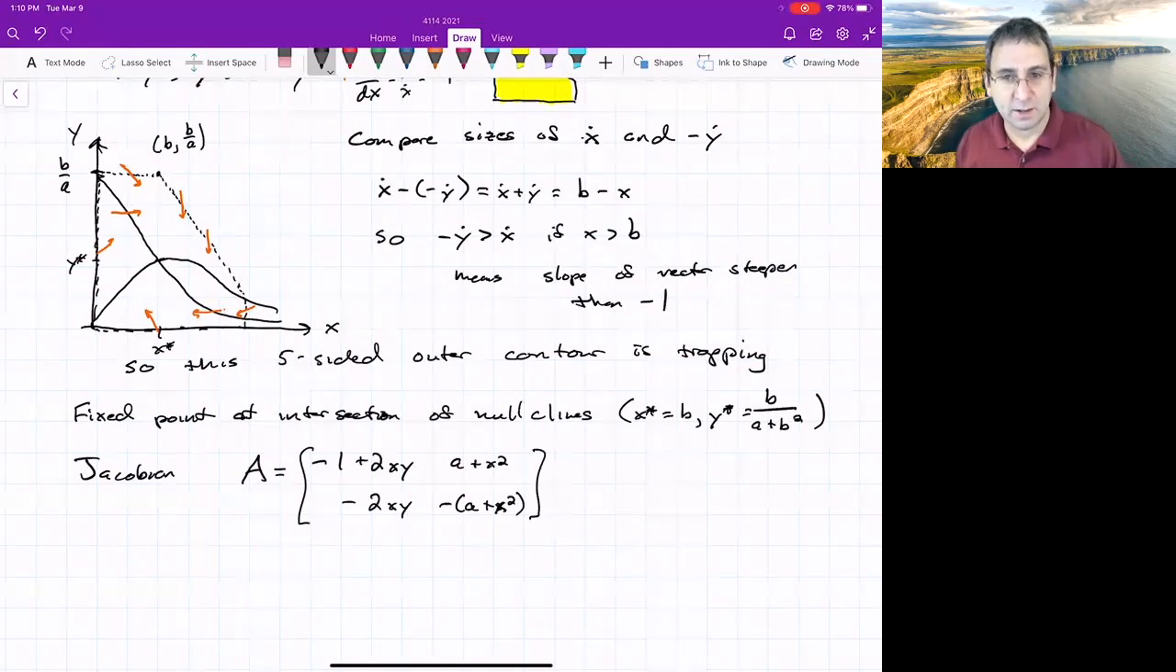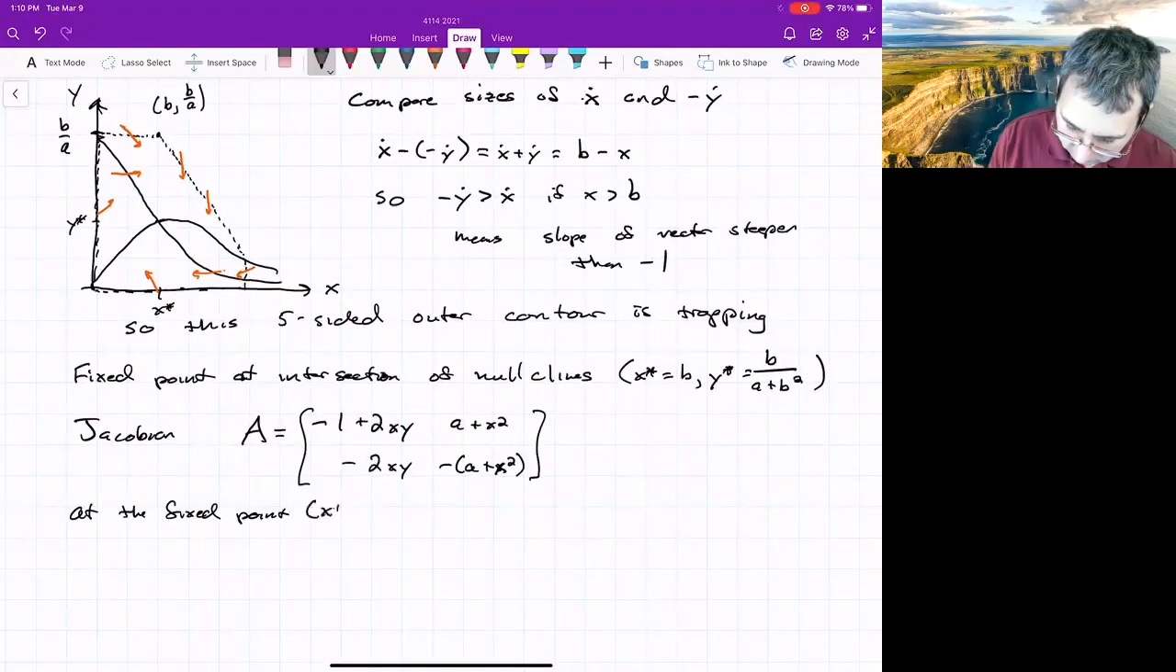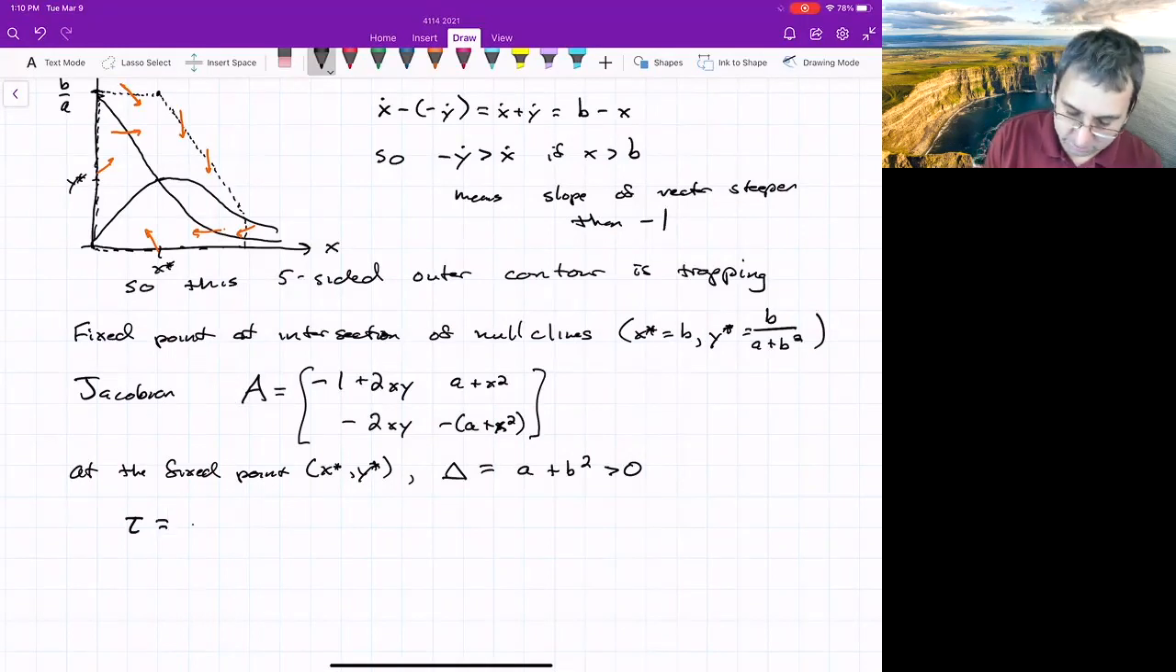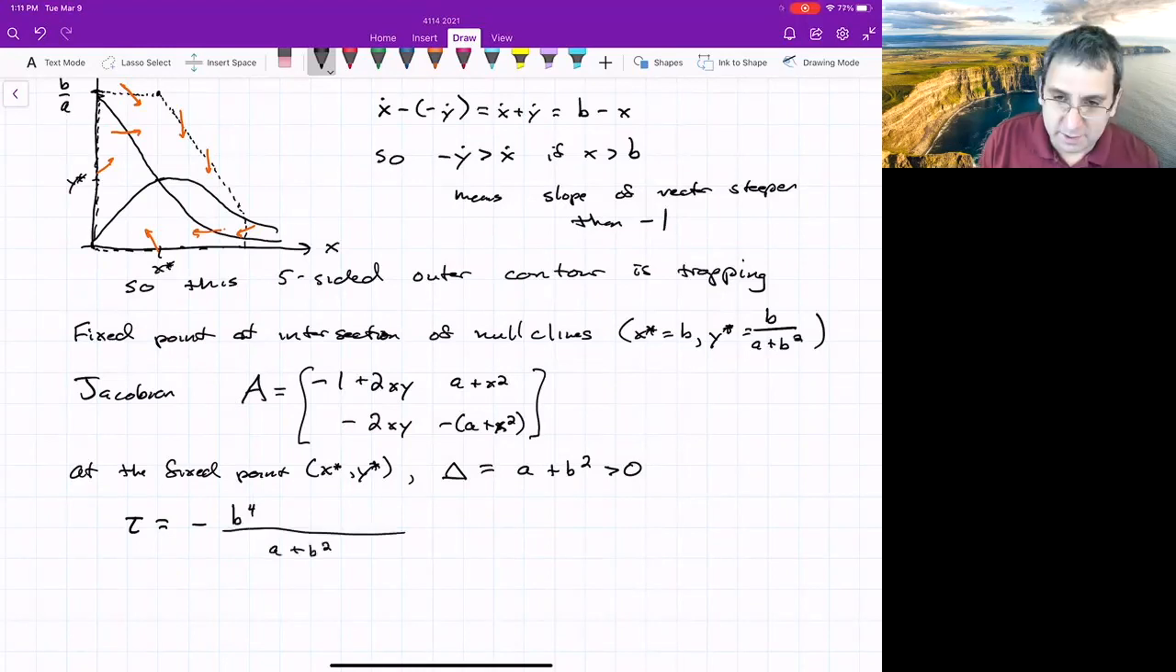If you evaluate that at the fixed point, what we want to know is the determinant and the trace. At the fixed point, the determinant is going to be a plus b squared. And because both a and b are positive, this is positive. The trace is a bit more complicated. It's -b to the 4th, all over a plus b squared.